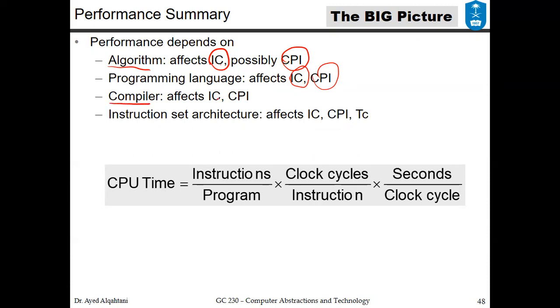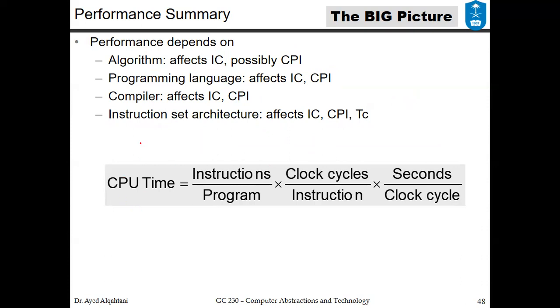The compiler affects the instruction count and the CPI. Again, because it's software, it's affecting the same thing. Only the instruction set architecture affects all of them, which is the instruction count, the CPI, and the CCT, which is the cycle time. The clock cycle time is sometimes denoted as TC, which is the time of the cycle.